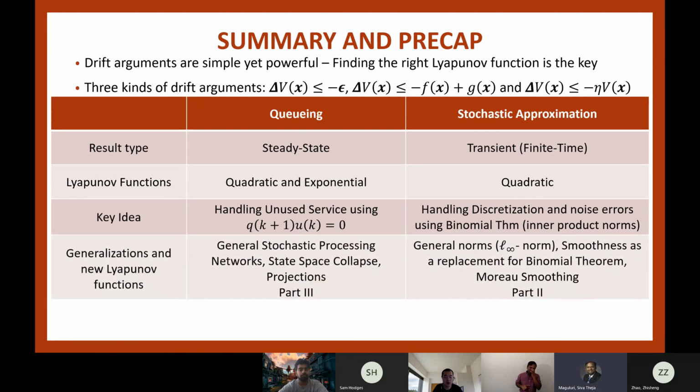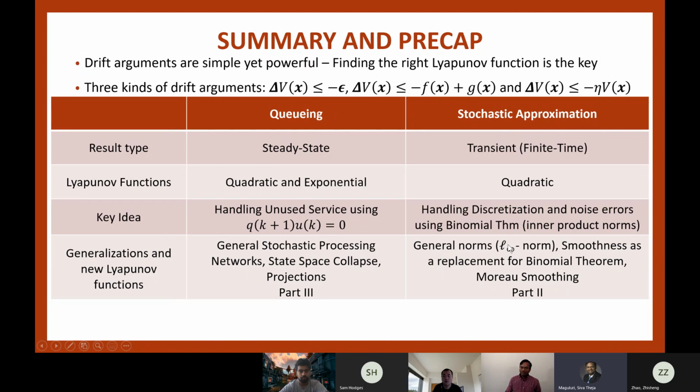In the next two parts, we're going to look at various generalizations. In queuing context, we are going to look at multiple queues. Then the generalization of this equation qk plus 1 times uk equal to 0 is not going to be straightforward. And to study that generalization, we're going to introduce the notion of state space collapse, and we'll work with projections. So we have to modify the quadratic Lyapunov function, and we'll modify it using projections. This will be detailed in part 3.